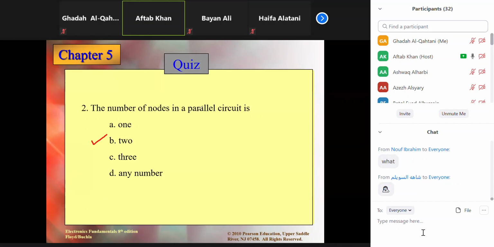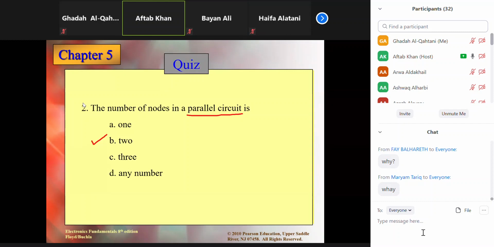If we are saying the number of nodes in a parallel circuit, so parallel circuit, so purely parallel we are talking about. It's not a combination or something. So when it is parallel, you are going to have 2 nodes only.